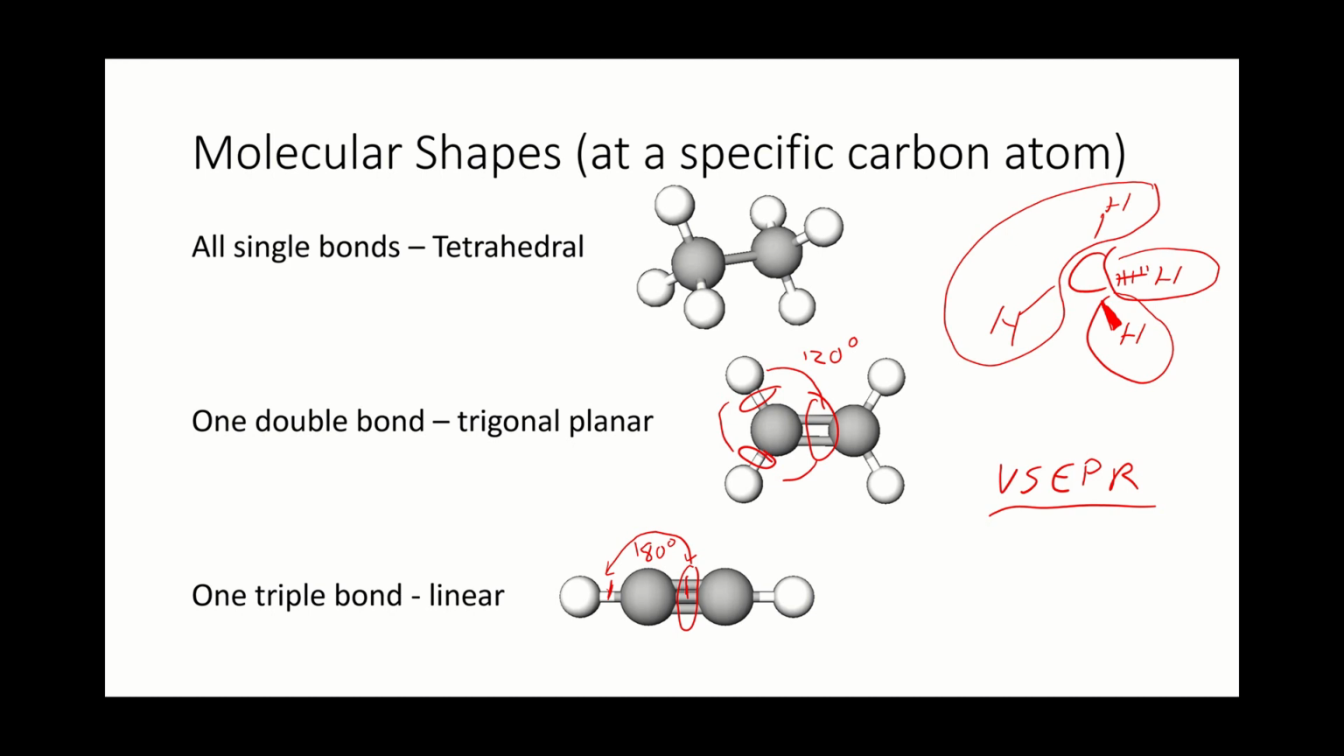So wherever you have all single bonds around a carbon, the shape of the molecule at that specific carbon is tetrahedral. Wherever you have a double bond, the shape of the molecule around that carbon is a trigonal planar shape. And where you have a triple bond, the molecule is linear.